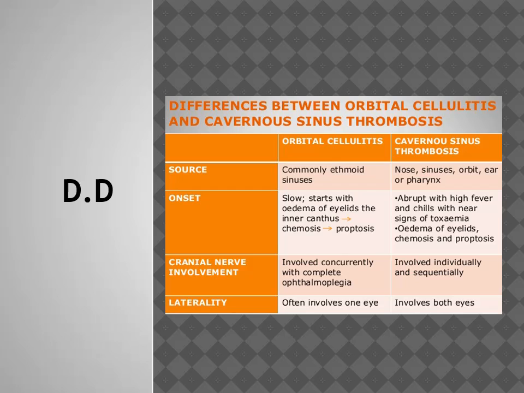Also, it is very important to differentiate between orbital cellulitis and when it becomes complicated with cavernous sinus thrombosis. The most important one is the bilaterality. Orbital cellulitis is usually unilateral, but if it becomes bilateral, you must suspect that there is cavernous sinus thrombosis. Also, the first muscle to be affected on the other side is the lateral rectus, because of affection of the abducent nerve, which is the sixth cranial nerve.